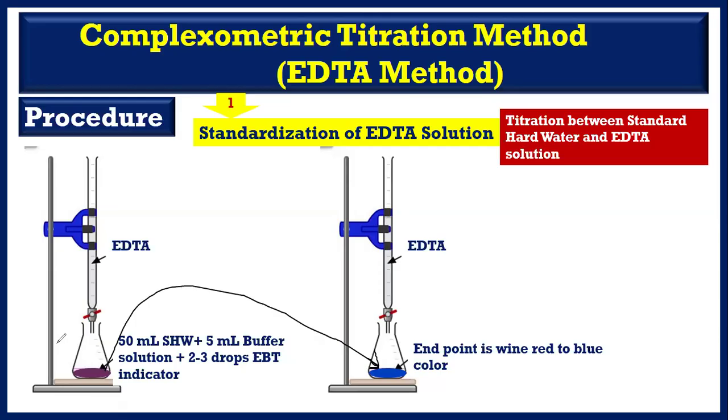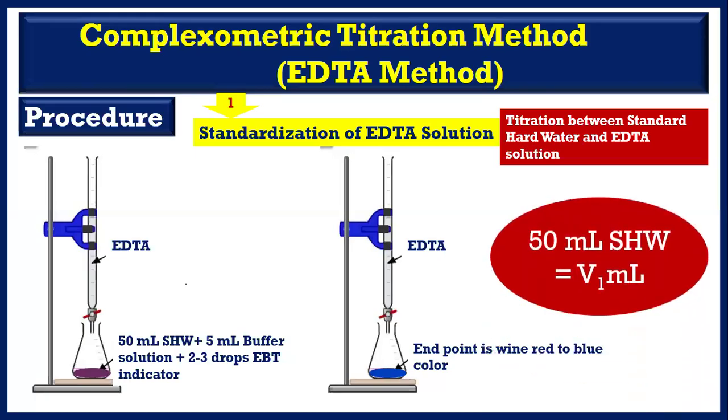So why does it turn from the wine red? Because all the calcium ion present in the standard hard water is now complexed with the EDTA solution and the indicator gets free. So the free indicator color shows here as blue. That is why it shows the blue color. Suppose at this time, the reading of the burette comes to V1 ml. That means 50 ml standard hard water consumes V1 ml of EDTA solution. So this is the first step, that means the standardization of EDTA.